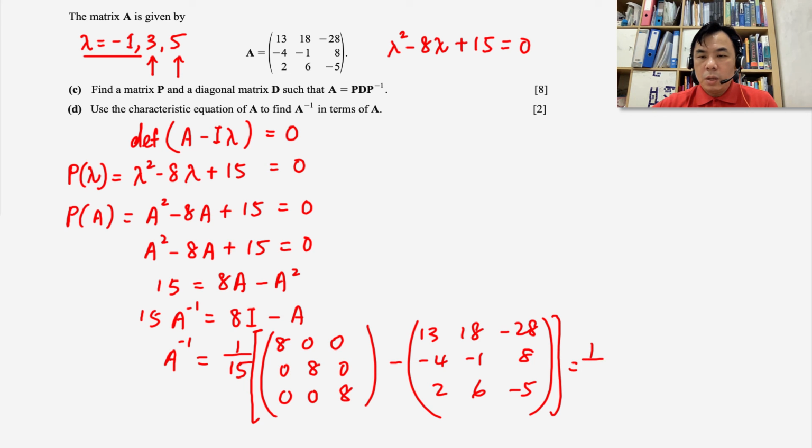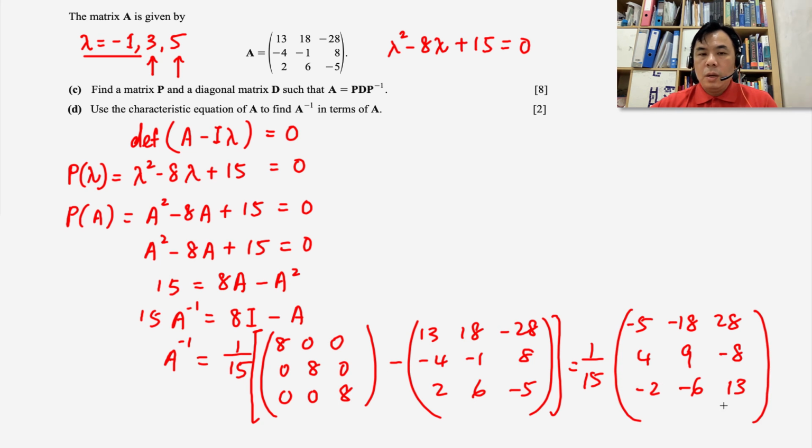Okay, let me see whether I can work this one out. This one will be negative 5, negative 18, and then 28. Here I will have a 4, and then this is a 9, and then finally it's negative 8. After that I have negative 2, negative 6, and then finally I have 13. All right, now that's how we obtain the inverse matrix A.